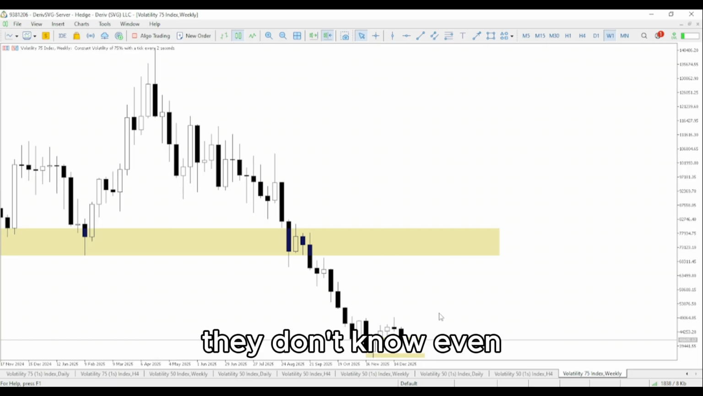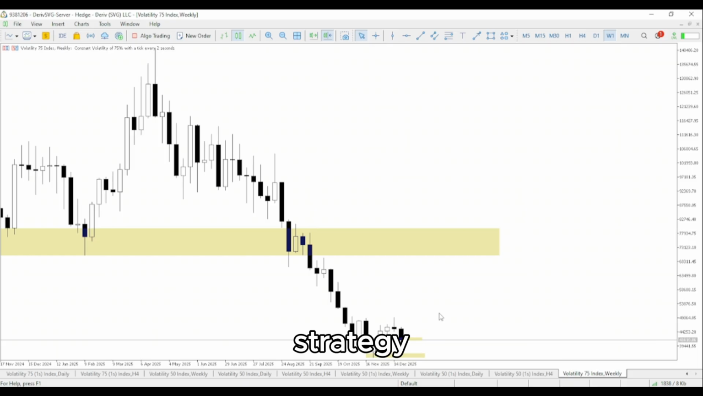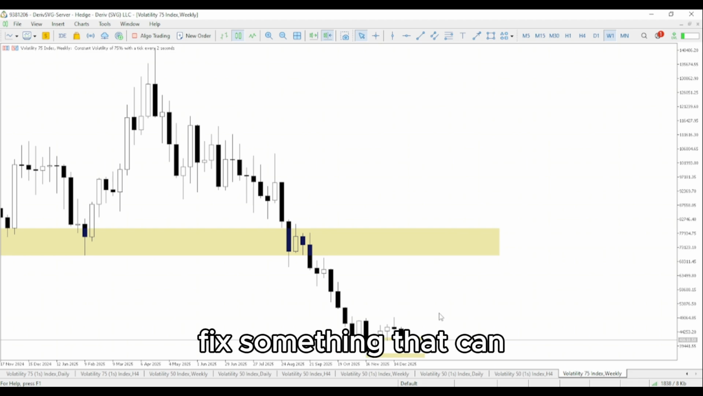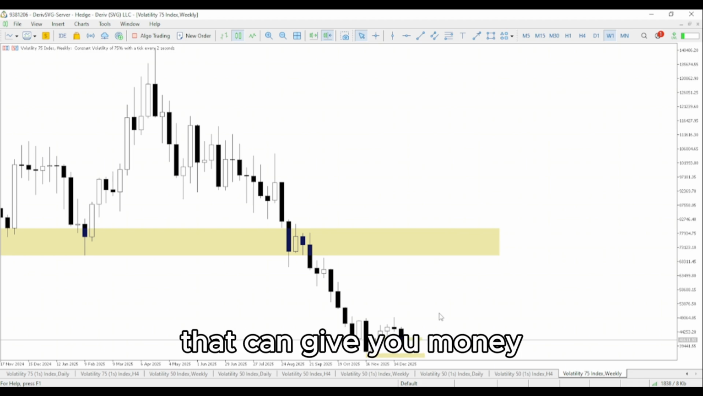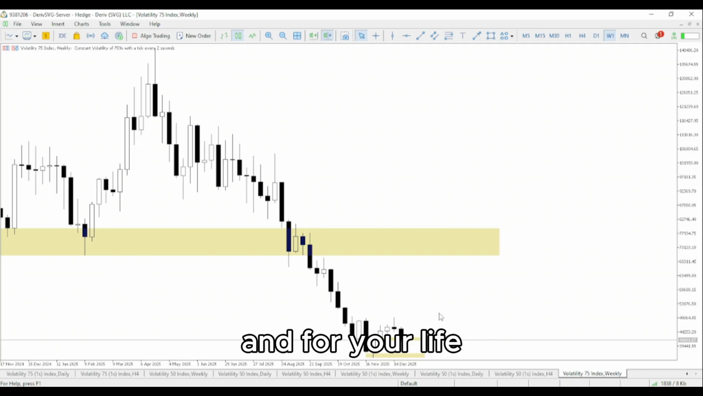They don't even know how you trade. They don't even know your emotions. They don't even know the capital size you have. They don't know your account balance. You understand? They don't know any of all these things. They don't know even your strategy. They don't know anything about your way of trading. All they know is that they fixed a system that can give you a lot of money for your life and for a lifetime.